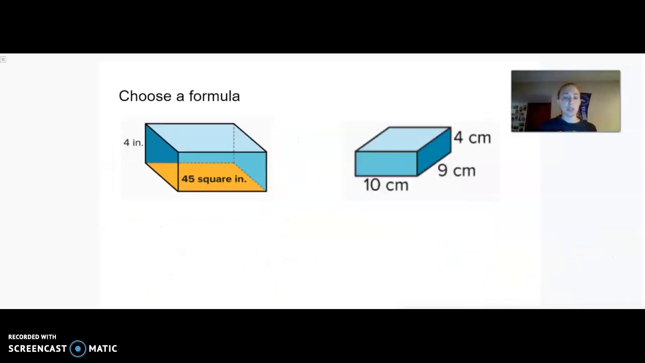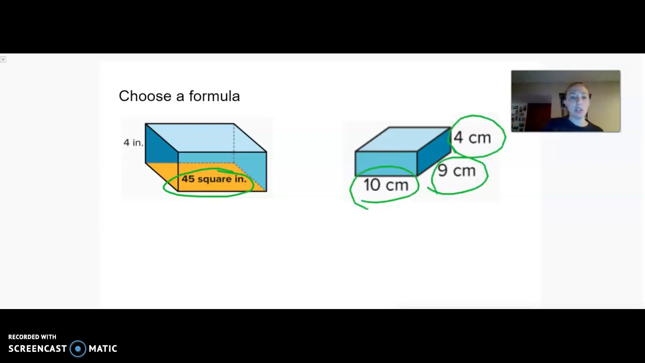All right, 2 last ones to try, and you can choose whichever formula you would like. Now I'll point out, it tells us the area of the base. That's what that means. It tells us what the base is. Maybe it's 9 times 5, because that would equal 45. Could be anything that equals 45. And then the height is 4. This one gives us 10 times 9 times 4. So go ahead, try. We'll call this number 1, this number 2. Try them and see if you can get it.